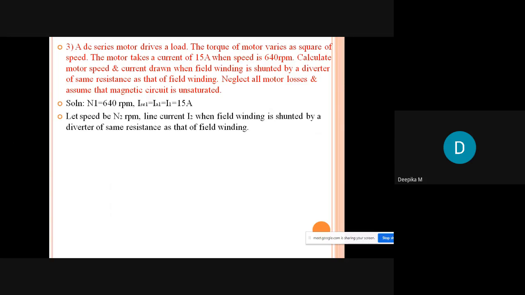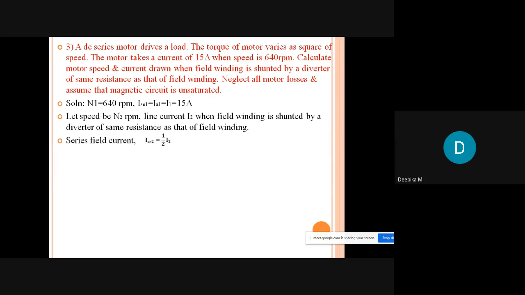Solution: let N1 be 640 rpm, and the series current is the same as the armature current, which is 15 ampere. Let the speed be N2 and the line current be I2 when the field winding is shunted by a diverter of the same resistance as the field winding. Before, the speed was 640 rpm and the current was 15 ampere. Now if I connect another winding of the same resistance across the field winding, what would be the speed in rpm and what would be the current? That we have to calculate here.